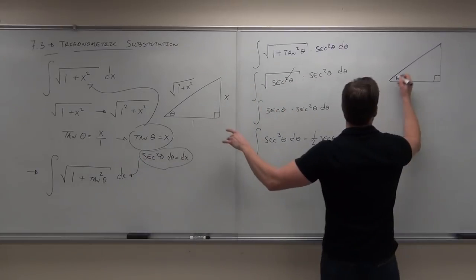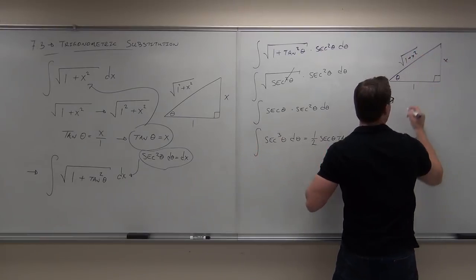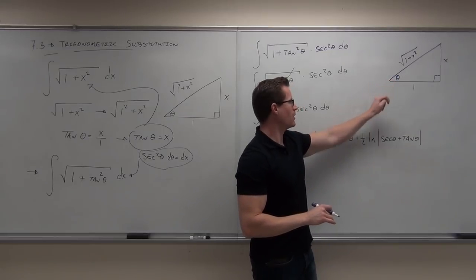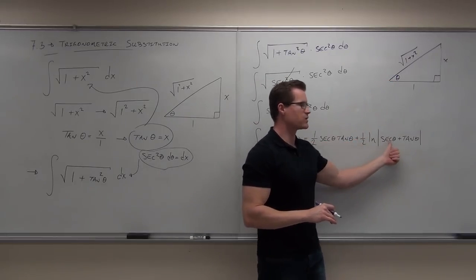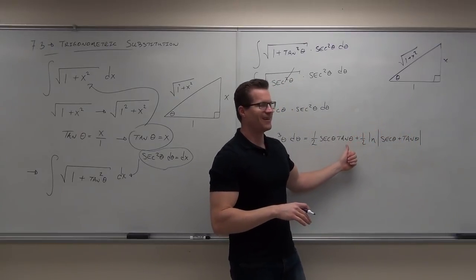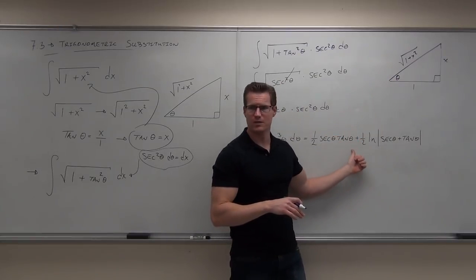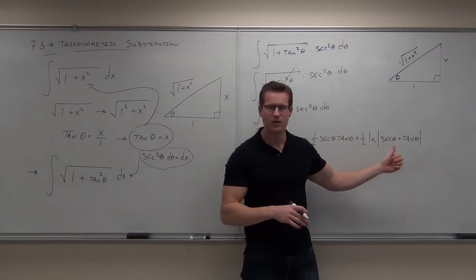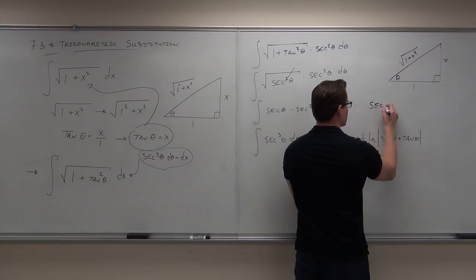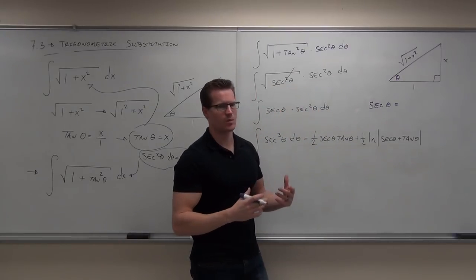So if our triangle is the square root of 1 plus x squared, and this is x and this is 1, and that's theta, here's what I want to know. Can you use this triangle to tell me all these trigonometric relationships? Yeah. So let's list them out. Can you tell me what secant theta is?